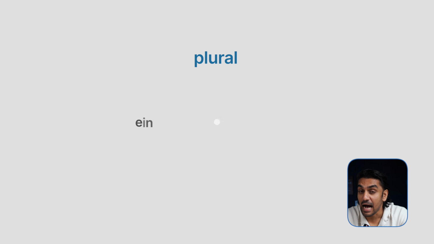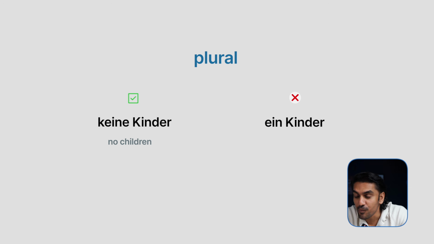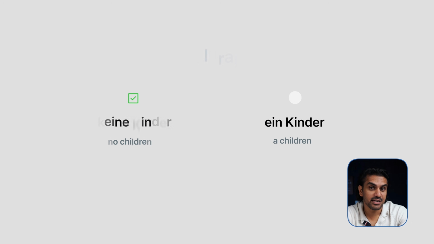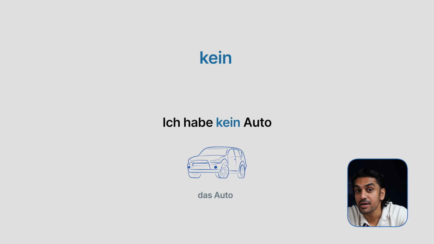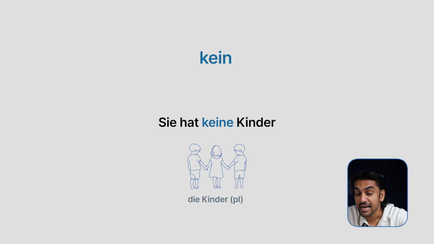But here is the thing. Ein itself doesn't have a plural form. You can say keine Kinder, no children. But you can't say ein Kinder, because no one says a children in English either, right? So if we put all that in sentences, we get Ich habe kein Auto. I don't have a car. Er ist kein Lehrer. He is not a teacher. Sie hat keine Kinder. She has no children.